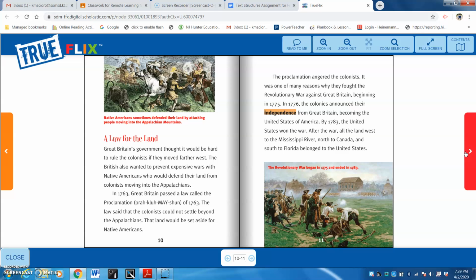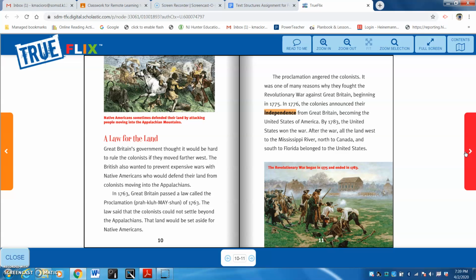A law for the land. Great Britain's government thought it would be hard to rule the colonists if they moved farther west. The British also wanted to prevent expensive wars with Native Americans who would defend their land from colonists moving into the Appalachians. In 1763, Great Britain passed a law called the Proclamation of 1763. The law said that the colonists could not settle beyond the Appalachians. That land would be set aside for Native Americans.